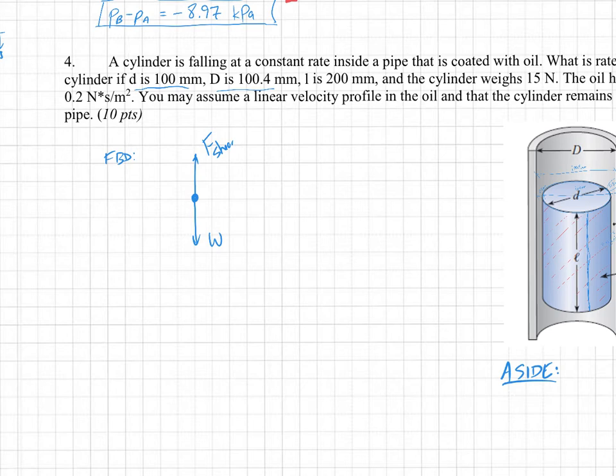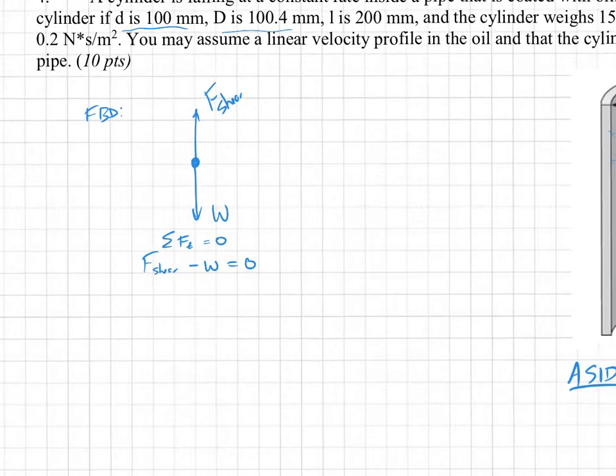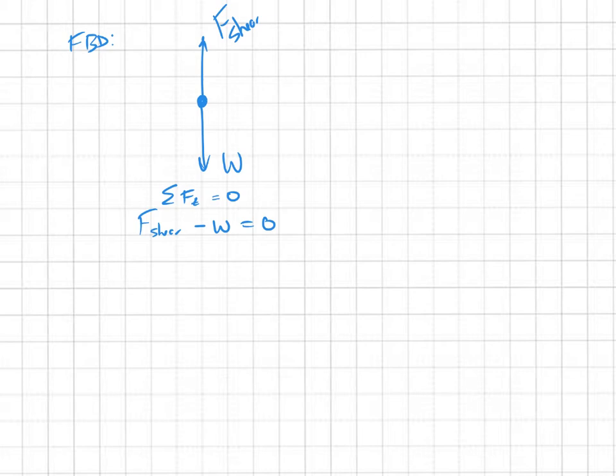So I know then that because this thing isn't accelerating, the sum of the forces in the vertical, or I should say the sum of the forces in the Z direction, equals 0. So F shear minus W equals 0. Well, the force of shear is tau, the shear stress, times the area over which it acts, minus the weight equals 0.